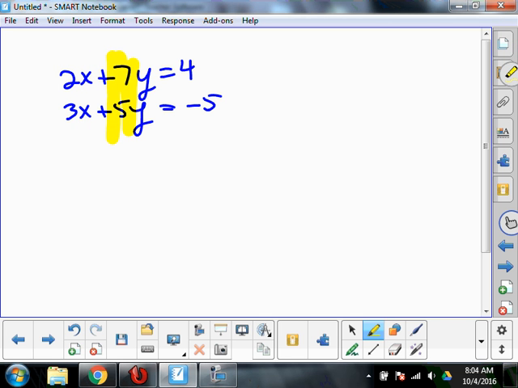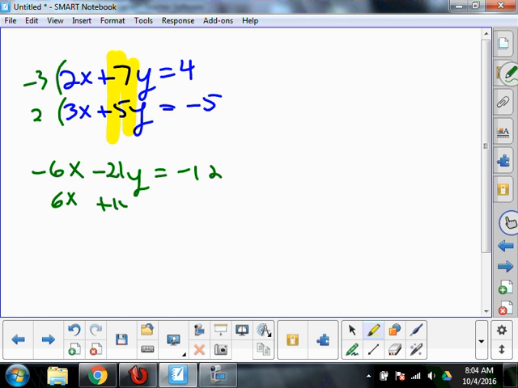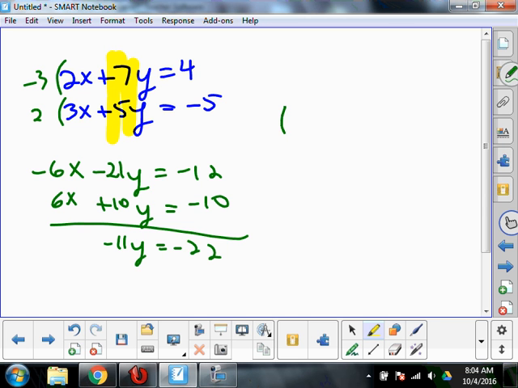So we would have a lot of work to do. We would probably have to multiply this by negative 3 and this by 2, so we get negative 6x minus 21y is negative 12, and 6x plus 10y is negative 10, and so we get negative 11y is negative 22. So we get y is 2, and x would be whatever x is. 2x plus 14 is 4, so 2x is negative 10, so x is negative 5. Right? That's a lot of work.